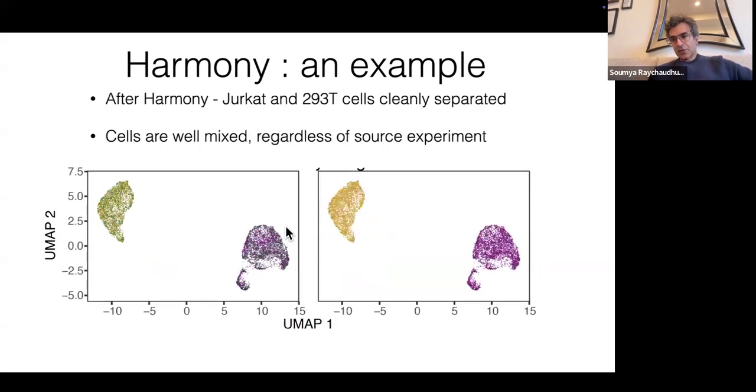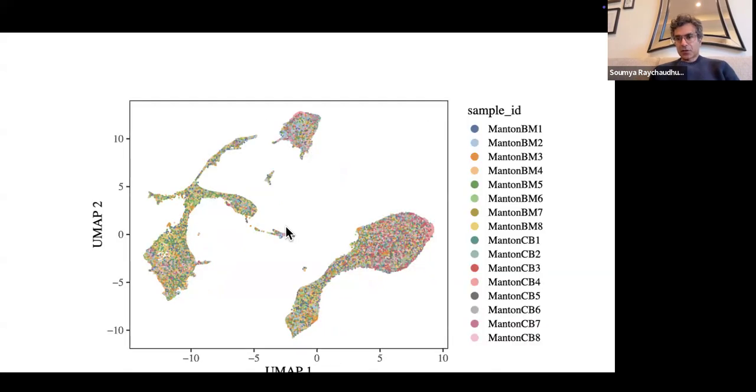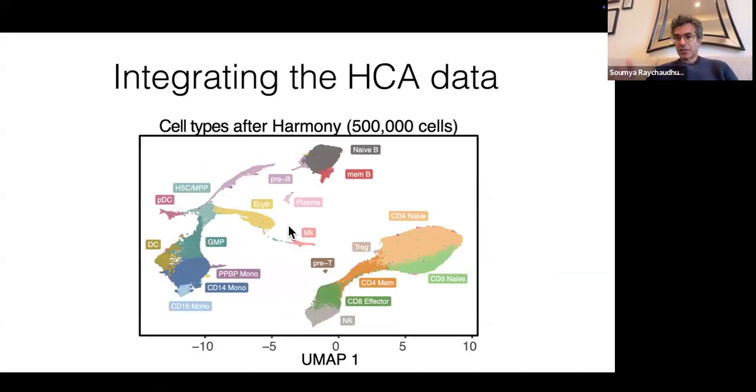When we apply Harmony, you see that there's nice clean mixing where the Jurkat cells all mix together and the 293T cells mix all together. This is that same data from the Human Cell Atlas. This is 500,000 cells, cord blood and bone marrow. You can see that they're mixing together nicely. And now we can look at the individuals. You can see all the individuals mixed together really nicely too. And now we can go through and annotate the cells with known cell types and cell states.